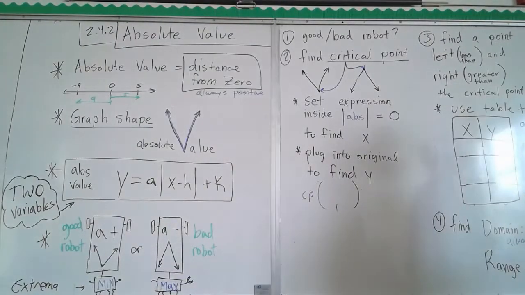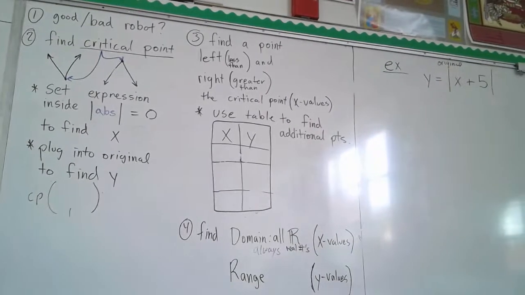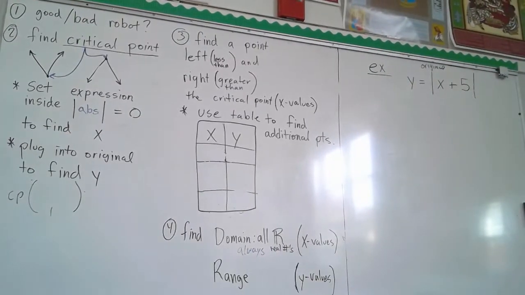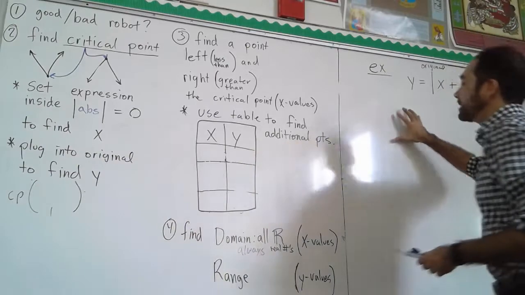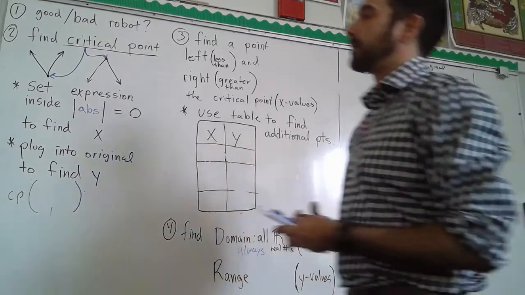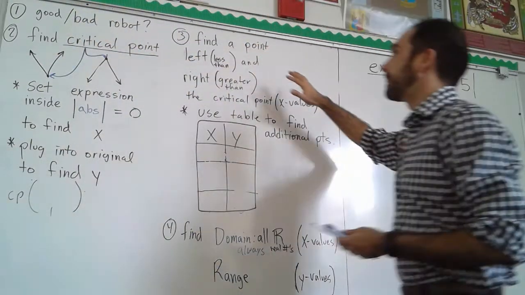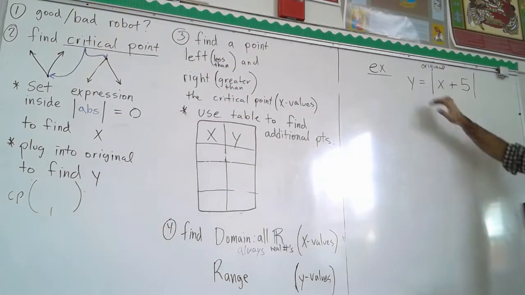So let's start with this one. We're going to move over. All right, we're going to work out this problem together using all the points, and I'll get to the next steps right after this. So first off, we can do step 1. Let's look at this problem. Good robot or bad robot, and how do you know?